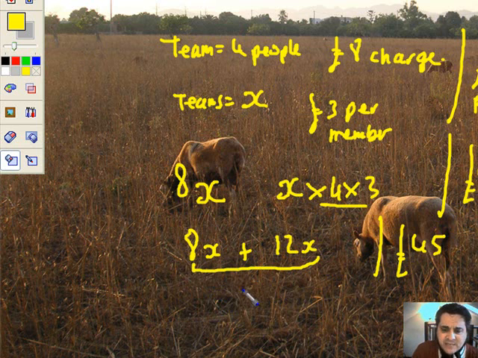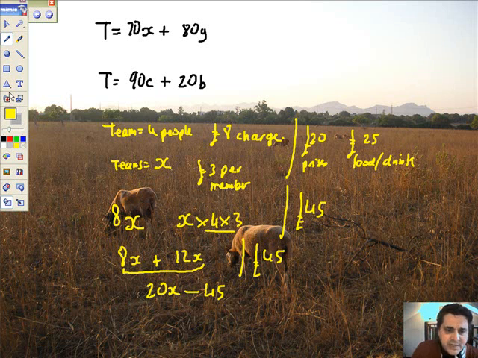I have got altogether 8x plus 12x, that's called 20x's, and then that's the money coming in terms of the charges and the amount they're likely to spend. And then since I've already paid £45 for food and drink and what have you and prizes, I must subtract that from the takings I will take. Therefore this is my expression in x.